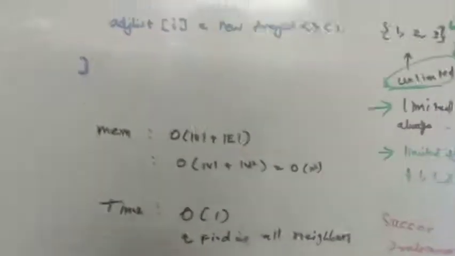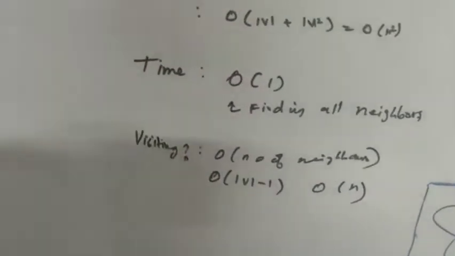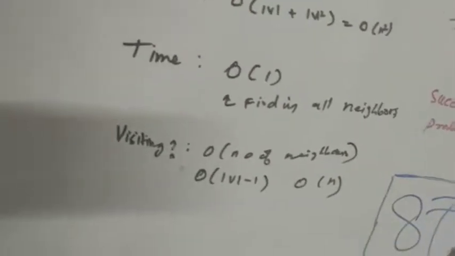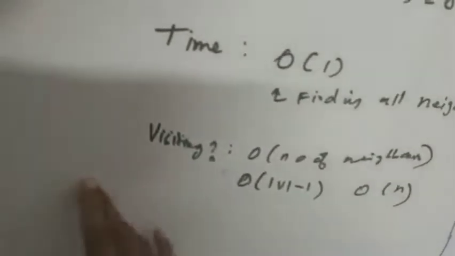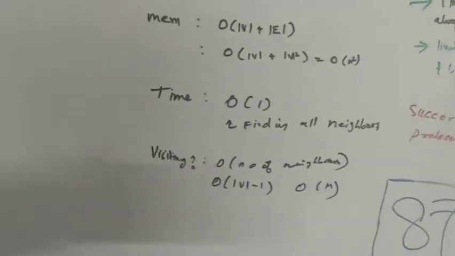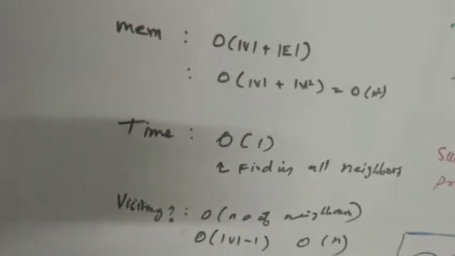So finding all neighbors is O(1), but traversing or visiting all the neighbors is order of N, because I have to visit all the entries in this array, which can go up to N minus 1, the number of vertices minus 1, because let's say this node has an edge to all the other nodes. So this will be N minus 1. Let me implement all these representations.